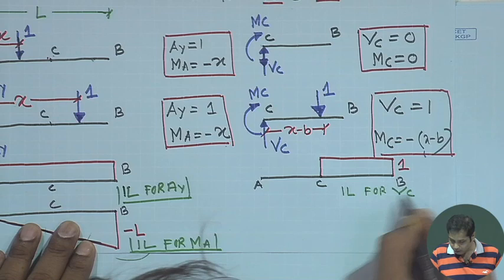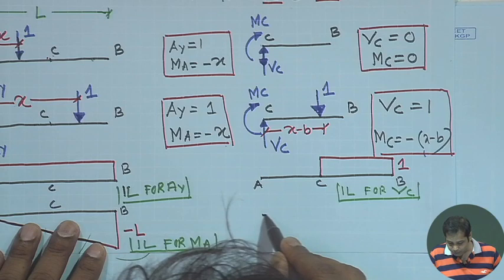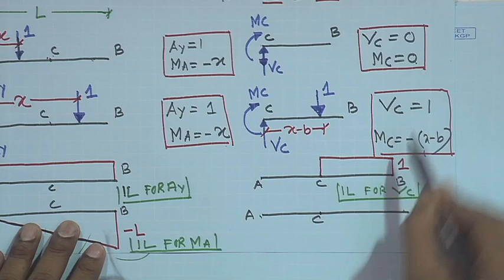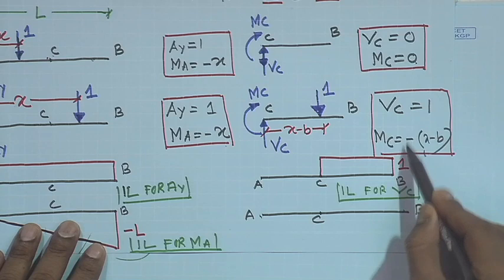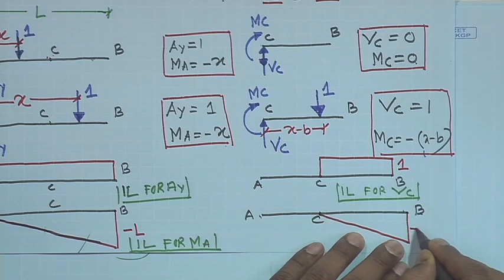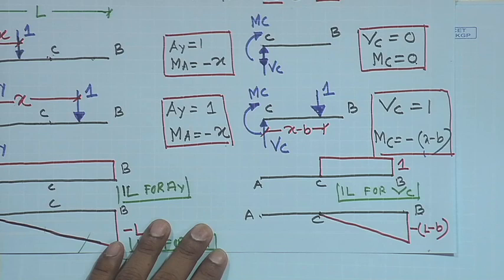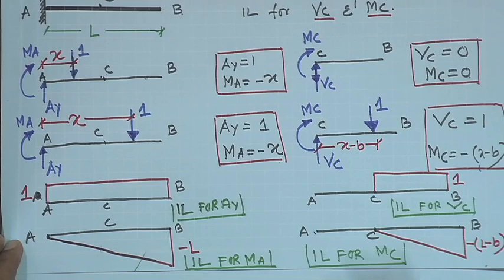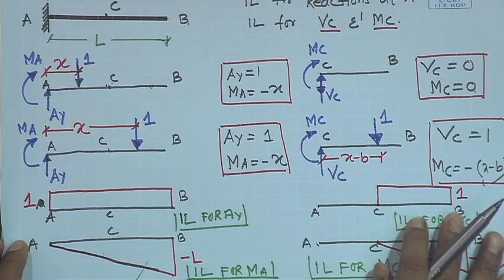Now, draw the influence line for bending moment, M C. This is A, this is C, this is B. M C is equal to 0 between A and C. Between C and B it varies, it is 0 here and at x is equal to L, it becomes minus (L minus b), and in between it varies linearly. This is the influence line for M C. So, these four diagrams are the influence lines, these are for reaction, these are for internal forces, and a similar exercise can be done for any intermediate points.